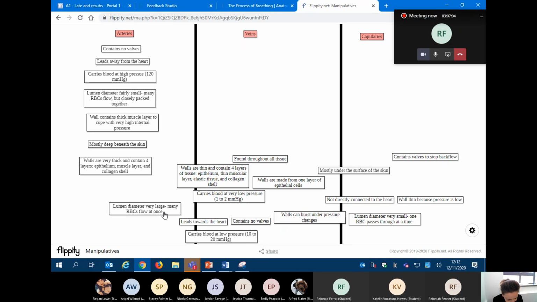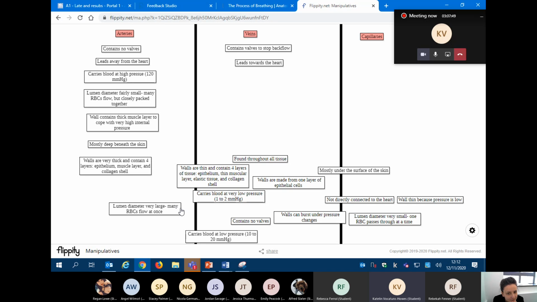Right, can I have then, Caitlin, do you want to talk us through veins? What should we put there? Do they contain valves to stop the backflow? Okay, let me find this one. Yep, got it. Do they lead towards the heart? Lead towards the heart. Yep, got it. Walls can burst under pressure changes.